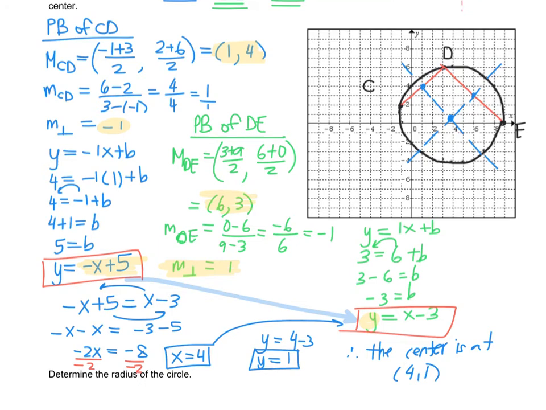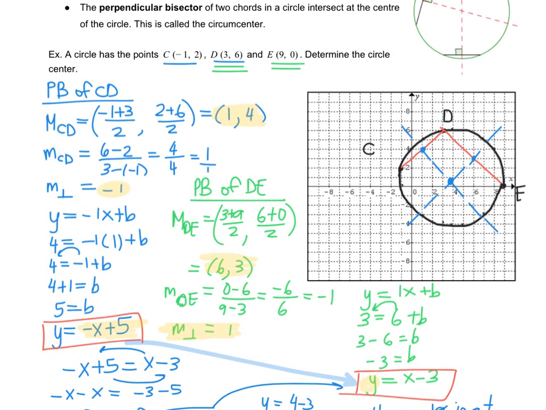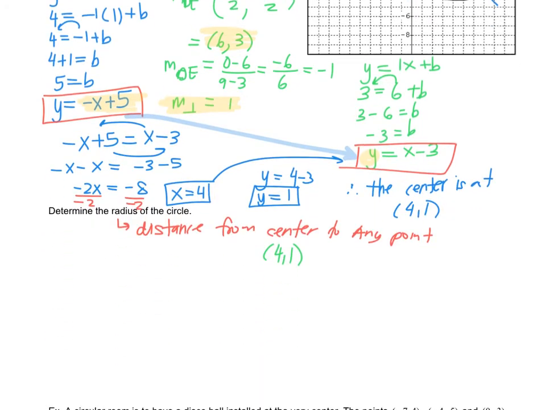Now, a little extension here, determine the radius of the circle. So we know that the radius is the distance from the center to any point on the circle. So I'm just going to make a little note of that. Distance from center to any point. Now we know what our center is. Our center is 4, 1. We just figured it out. And we technically have 3 potential points right here that we can use. So I'm just going to use point C because that's the first one. So negative 1, 2.